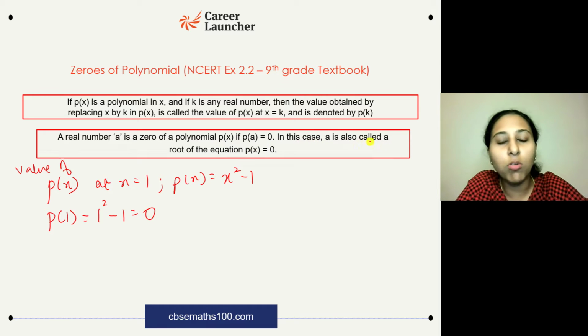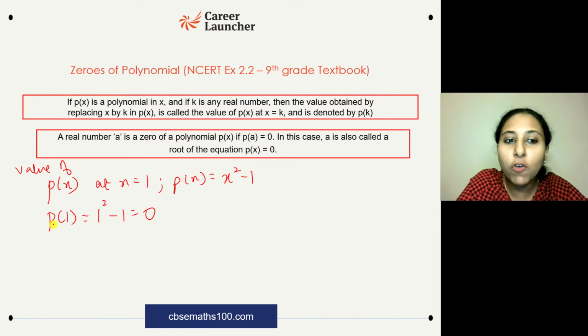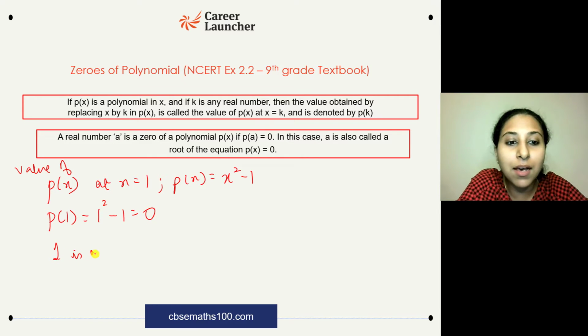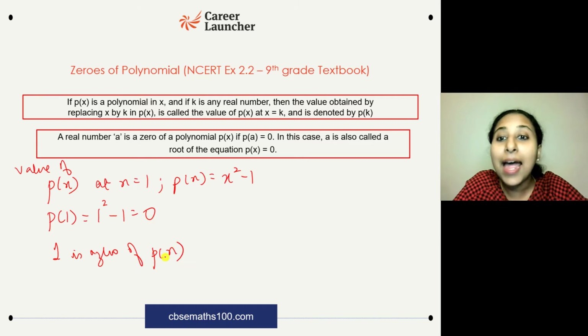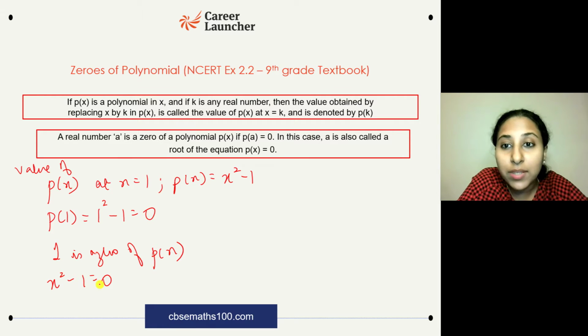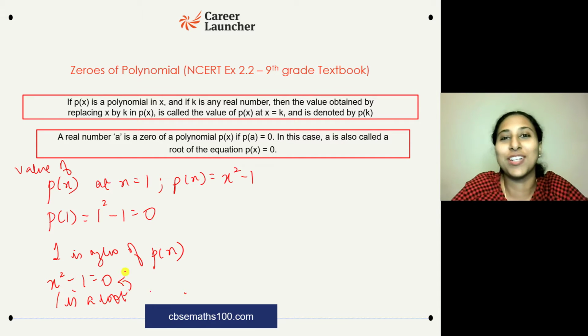In this case, a is also called a root of the equation p of x is equal to 0. Here, you saw that p of 1 became 0. The value of the polynomial was 0, which means that 1 is a 0 of this polynomial, right? And if I had an equation, x square minus 1 is equal to 0, what this statement says is that 1 is a root of the above equation.